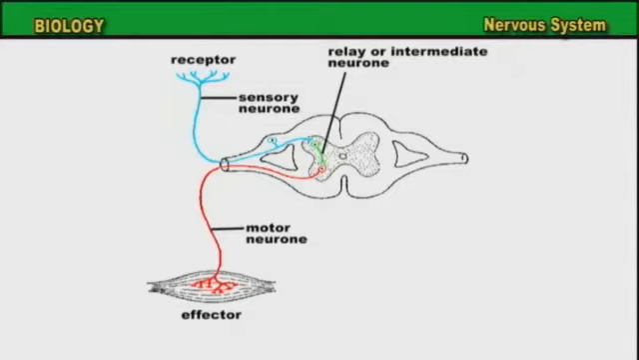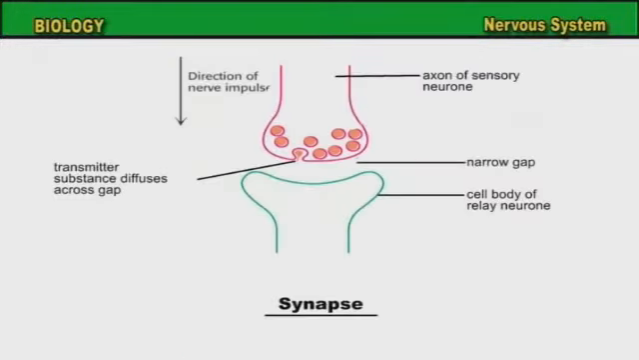Neurons are not physically connected to each other. There is a gap where the ends of two neurons meet. This small gap is known as a synapse.